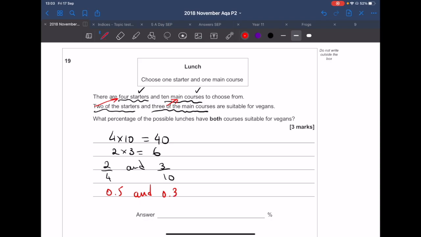So therefore you can actually do 2 times 3 over 4 times 10, which will give you 15. And that's the answer, 15%. So 2 times 3 over 4 times 10. And that's the answer. So again, we got the 2 out of 4 because 2 out of the 4 starters, and main courses is 3 out of 10. So if we multiply them together, therefore we get 15%, because that gives us 0.15. And therefore convert to a percentage as 15%.